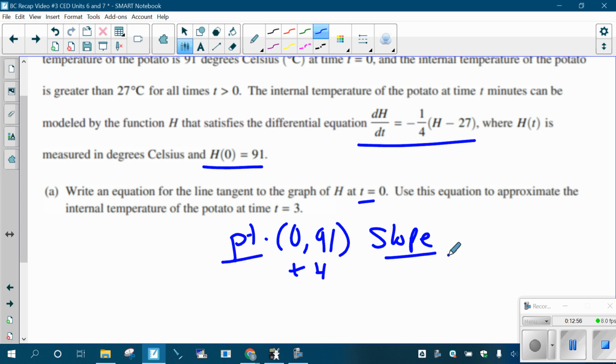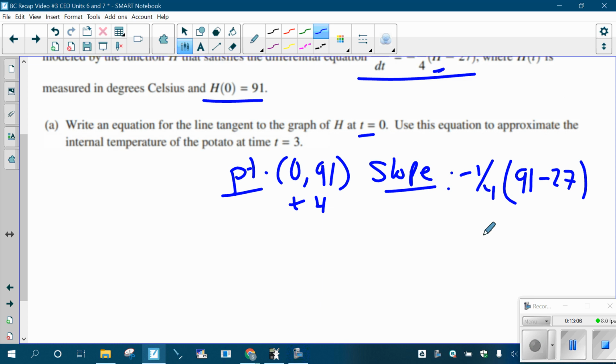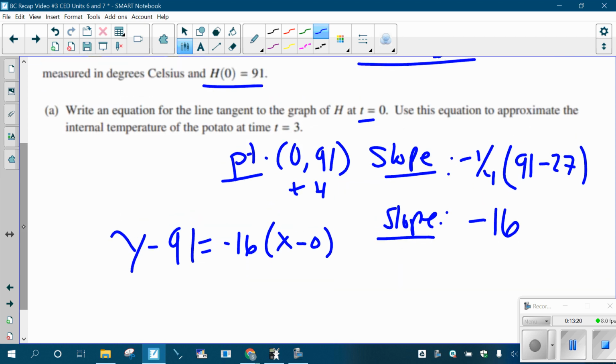Please be careful. What I'm plugging in here is h, so I'm plugging in 91, negative 1/4 times 91 minus 27. Okay, so I get negative 16. I have a point and a slope, equation of a tangent line. y minus y1 equals m times x minus x1. I guess here I should use t and h.